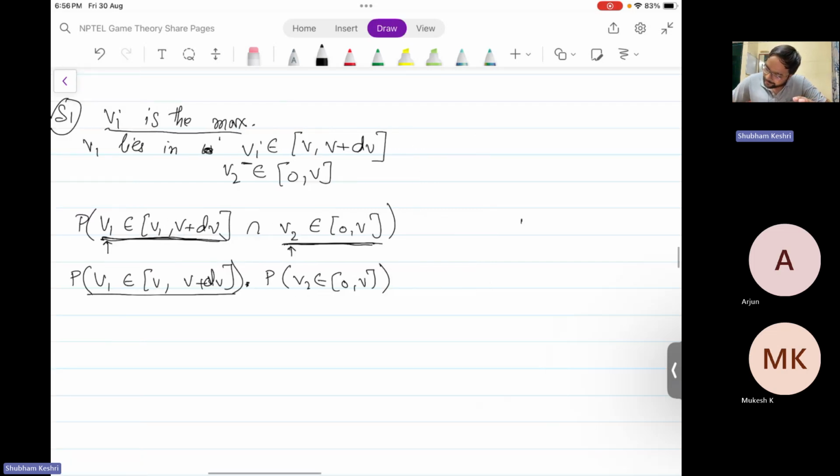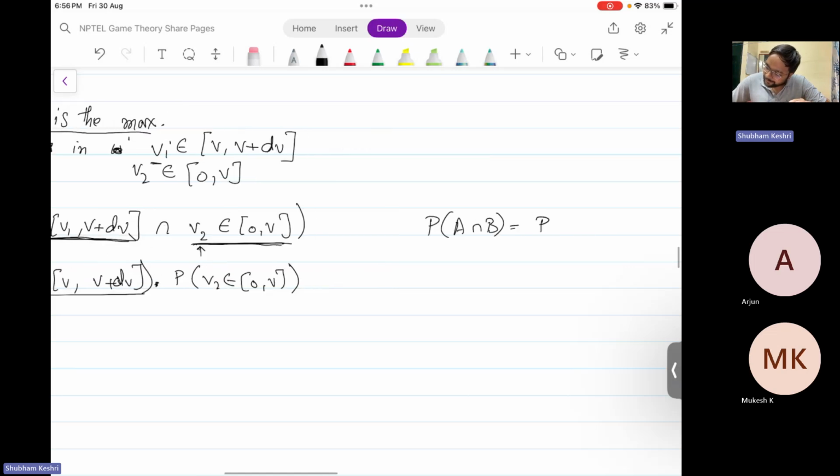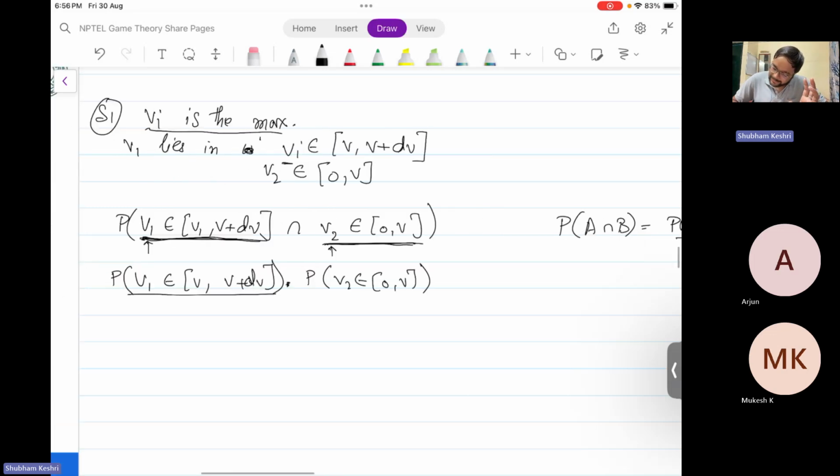So what is the actual thing? The probability of A intersection B is given by the probability of A times the probability of B. When can we do this? When A and B are independent. Therefore, you see, this happens and this happens. When these two are independent, we can just multiply the probabilities. So this is how this is obtained. Is this all right? Am I going fast? Clear.